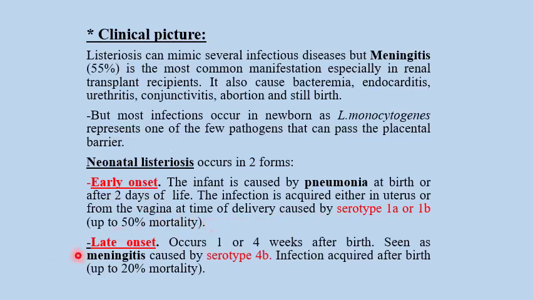In late onset, which we can consider the epidemic form, it occurs 1 to 4 weeks after birth. Here the infection does not come from the mother, it is nosocomial, from the hospital. It will be seen as meningitis at this time, caused by serotype 4B, which we called the epidemic strain. If you memorize, I called it the epidemic strain. Infection acquired after birth, where the mortality rate may reach up to 20%.